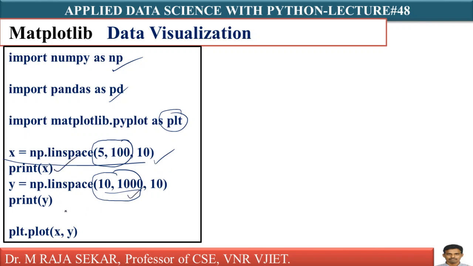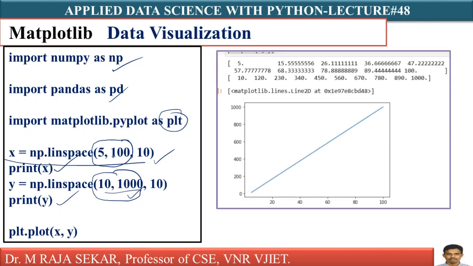Even if you want, you can print x, print y. In order to plot a graph, their lengths must be the same. Therefore, the x length is 10, and the y length is also 10. You can see those numbers.